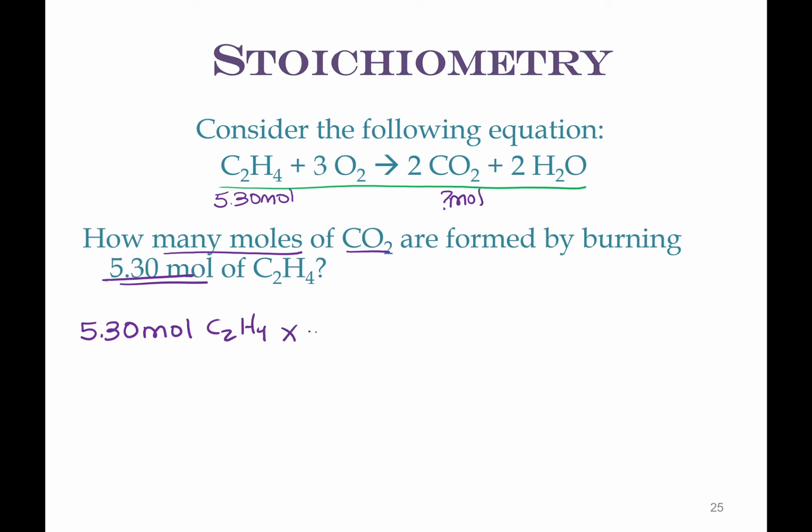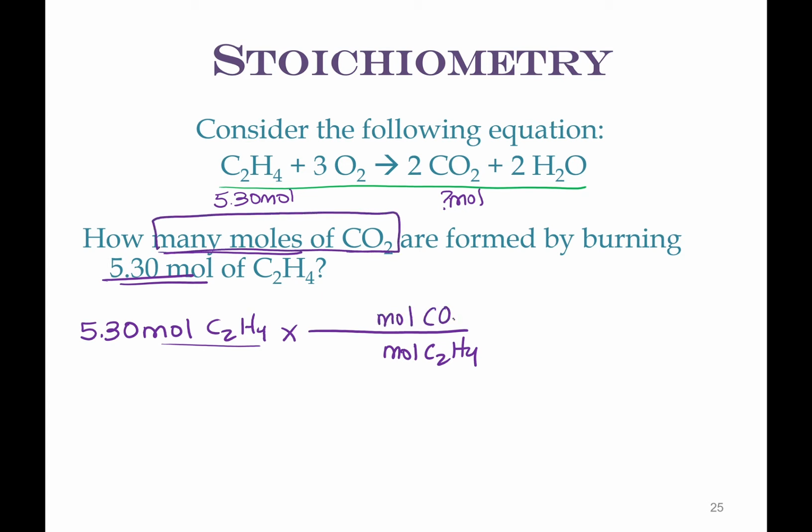Multiplication sign and a line. We put the unit we want to get rid of in the opposite place. So this is in the numerator, so we're going to put this in the denominator. So we put moles of C2H4 in the denominator. And in the numerator, we want to go to moles of CO2. So we're going to put moles of CO2.